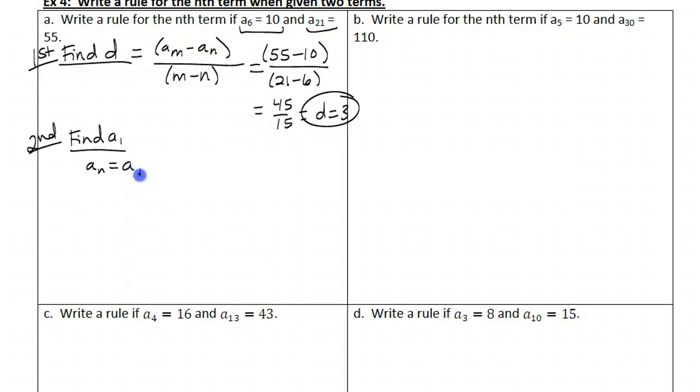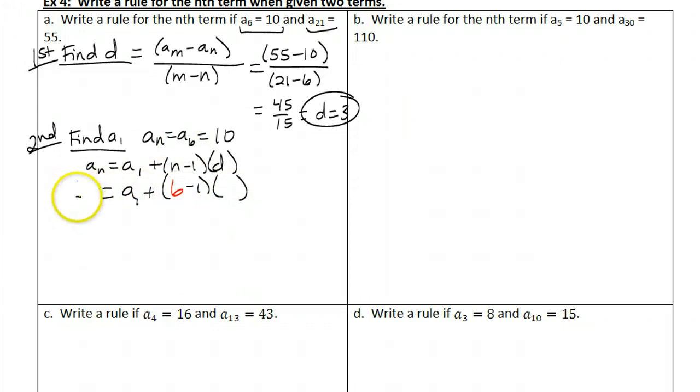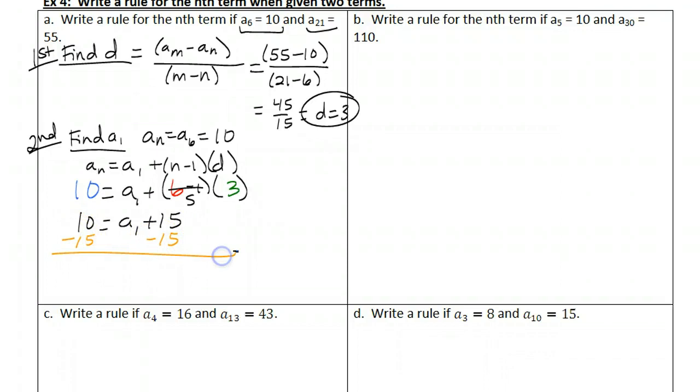So again, I'm going to use this formula to find term 1. I leave that blank as term 1. I'm going to use term 6, so I'm going to say that N is 6. I'm going to use term 6 for term N, and then we just found D to be 3. So again, see how this is the same thing we just did earlier? 6 minus 1 is 5. 5 times 3 is 15. So I got 10 equals A1 plus 15. Subtract 15 from both sides, and A1 equals negative 5.